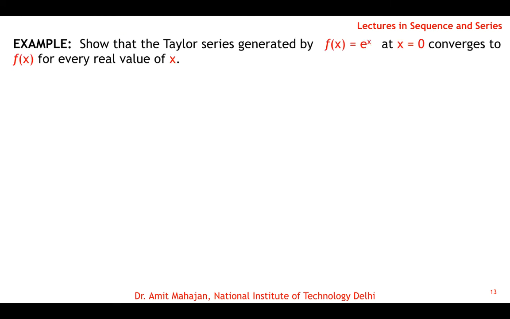To close this, I'll just show with our previous example that the Taylor series generated by the function f(x) equals e to the power x at x equal to 0 converges to f(x) for every real value of x. That means if we write the Taylor series for the exponential function, then that series converges back to e to the power x. That means we can write the series equal to e to the power x.